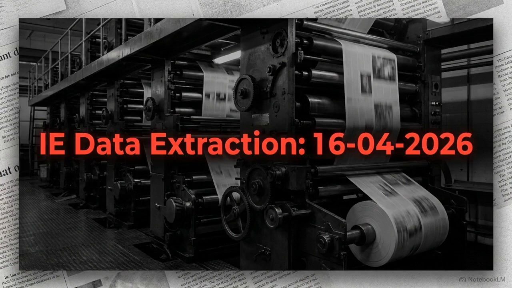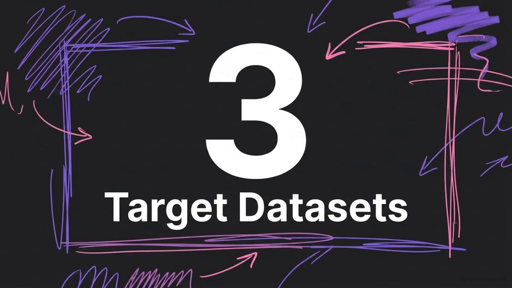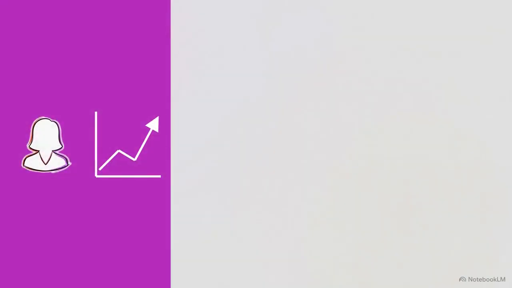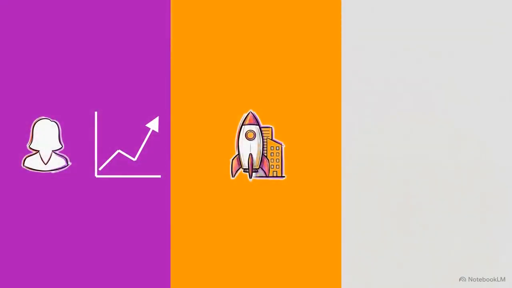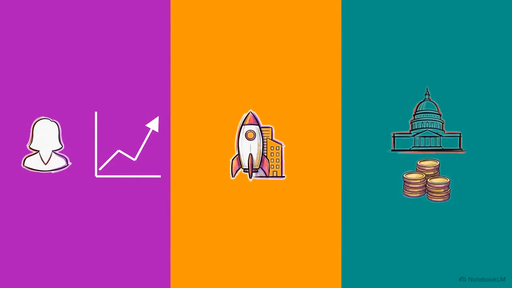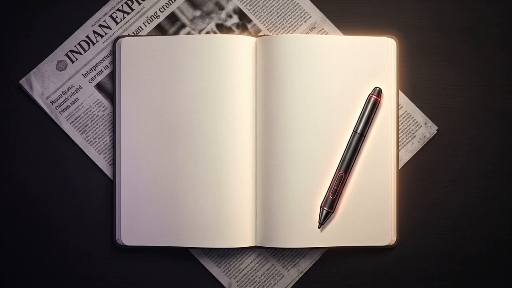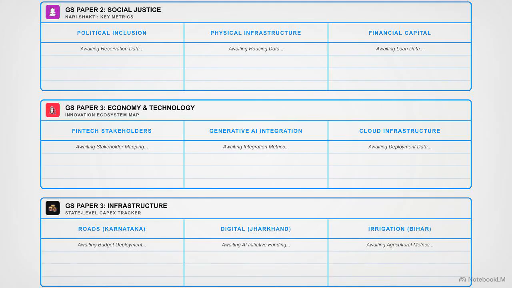Our primary source material for this session is the Indian Express, specifically the April 16, 2026 edition. We are pulling 3 specific datasets today: women's financial inclusion, corporate integration in startup policy, and state-level capital expenditure. Open your notebooks to a fresh page. You are going to build 3 data tables alongside me right now.